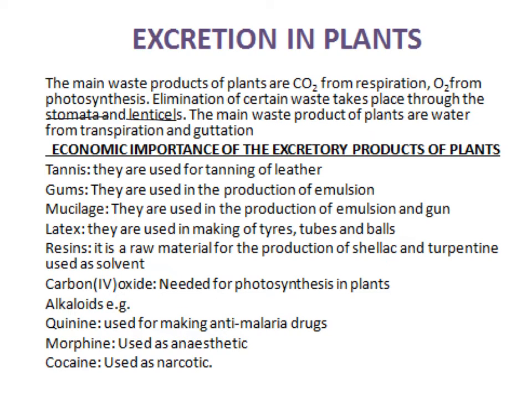Resin is a raw material for the production of shellac and turpentine, used as solvents. Carbon dioxide is needed by plants for photosynthesis, that's the green plants. Alkaloids, an example is quinine, used for making anti-malarial drugs. Morphine is used as an anesthetic and cocaine is used as a narcotic.